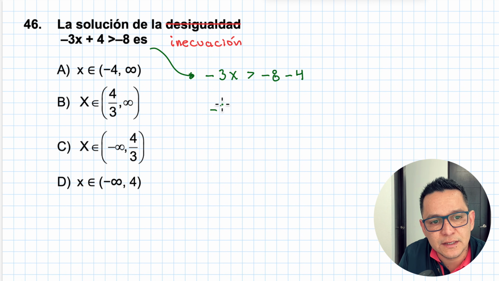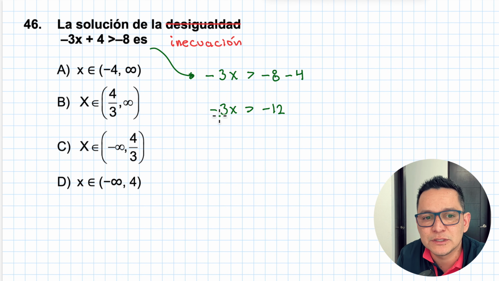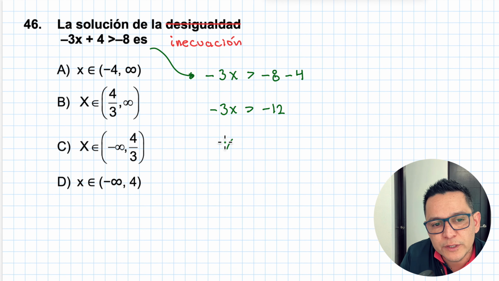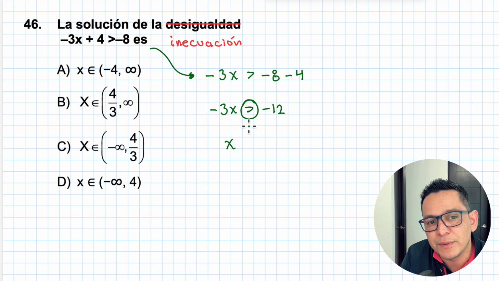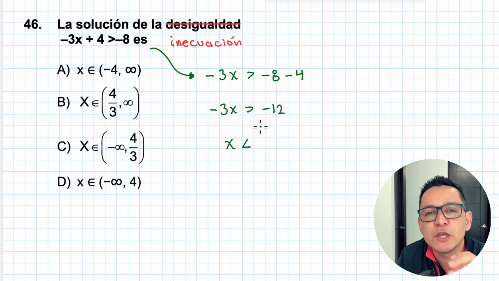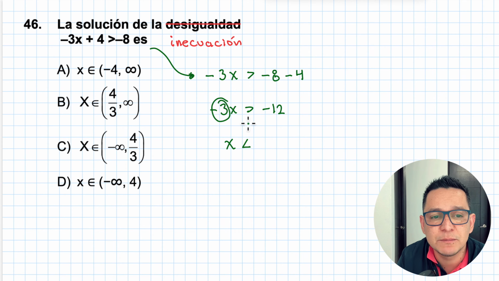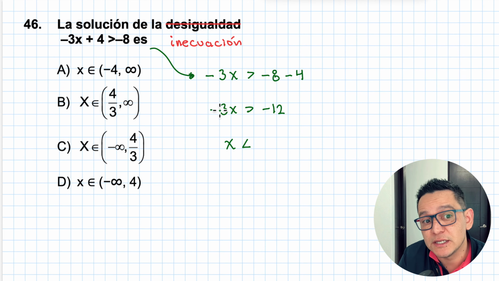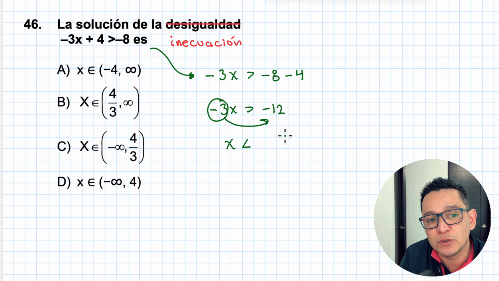So on the left side, I still have 3x greater than negative 8 minus 4, which in total is negative 12, right? Now this 3 is multiplying, and if it's multiplying, it goes to the other side dividing. Careful, here I'm going to write the x, but instead of copying this greater than sign, I'm going to put a less than sign. Do you know why? Because there's a little rule that says when you multiply or divide by a negative, you have to flip the inequality. So in this case, since we're dividing by a negative, that's why I'm going to flip the inequality.